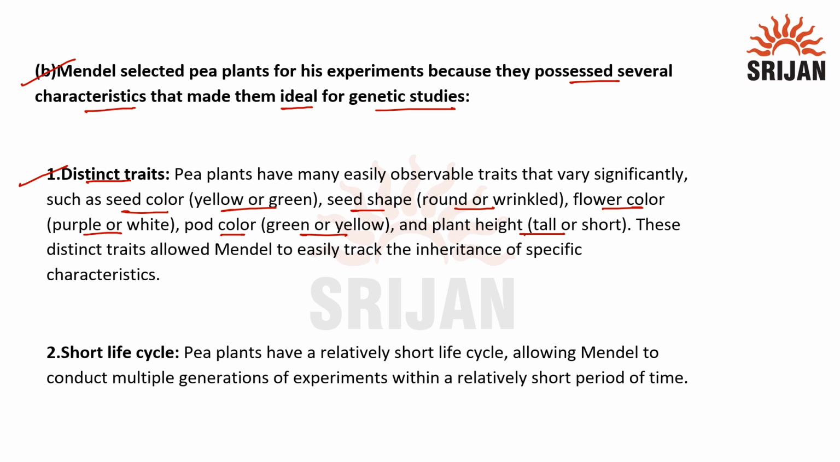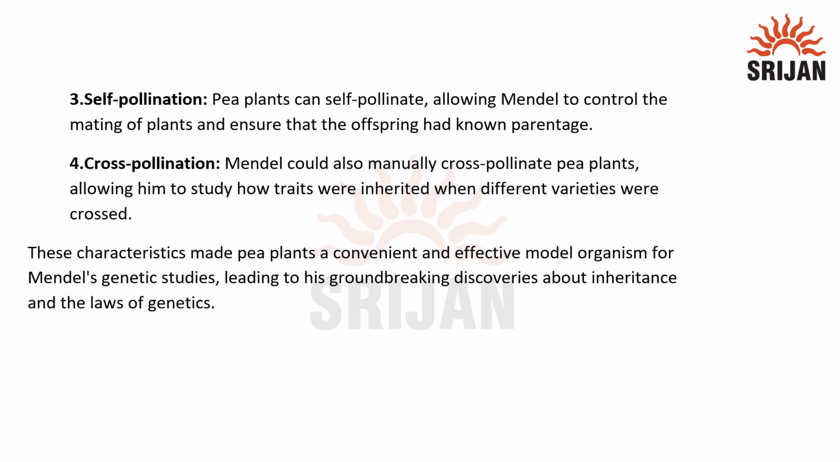The next characteristic is short life cycle. So pea plant have relatively short life cycle, because of which Mendel could grow multiple generations in less time span. The next characteristics are the self-pollination and the cross-pollination. So, pea plant being bisexual could self-pollinate, which allowed Mendel to control the mating of plant and ensure that offspring had known parentage. The next one is cross-pollination. So, Mendel could easily emasculate the flower and cross-pollinate them, allowing him to study it in a better manner. So, these characters made pea plant very convenient and effective model organism for Mendel's genetic studies.